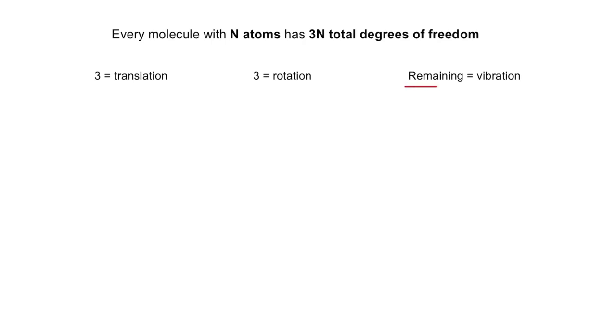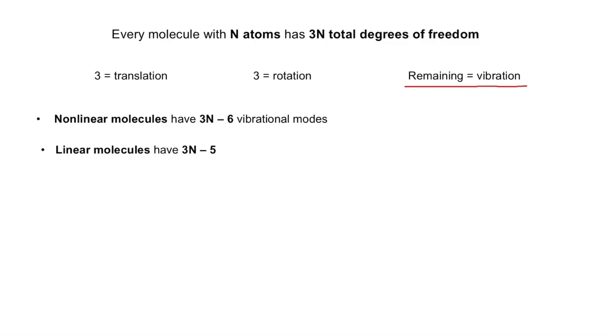Everything that remains, other than rotation and translation, is vibrational motion. That's why nonlinear molecules have 3n minus 6 vibrational modes, and linear molecules have 3n minus 5 vibrational modes. The reason linear molecules lose only 5 degrees of freedom instead of 6 is because one of their rotational motions does not count.